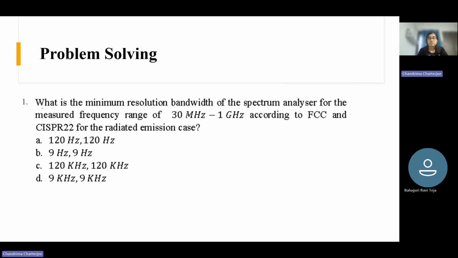Let's see the first question. What is the minimum resolution bandwidth of the spectrum analyzer for the measured frequency range of 30 megahertz to 1 gigahertz according to FCC and CISPR 22 for the radiated emission case?